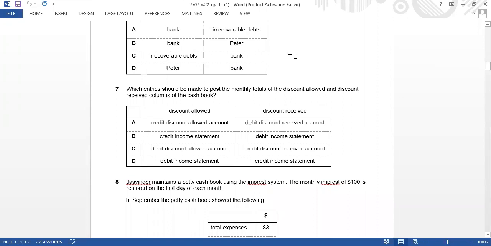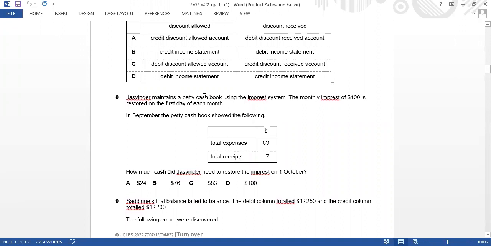Question 7. Which entries should be made to post the monthly totals of the discount allowed and discount received column of the cash book? Discount allowed is an expense, a discount received is an income. So, credit discount allowed column. It would be, we will debit the discount allowed account and credit the discount received account. Okay, moving towards question 8.